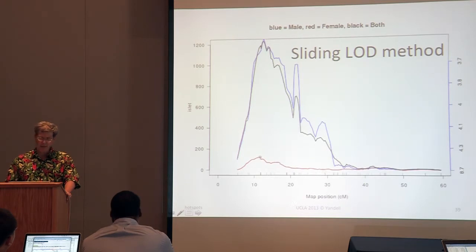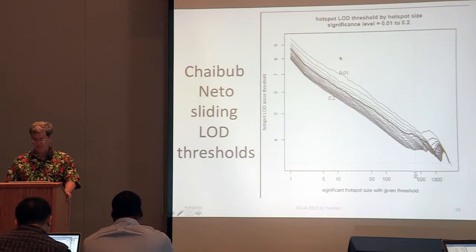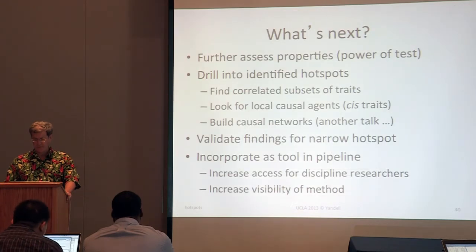The other thing is the females here are showing significant hotspots as well. They're just smaller hotspots with a stronger signal. So this would be missed entirely without this sliding scale method. Okay.